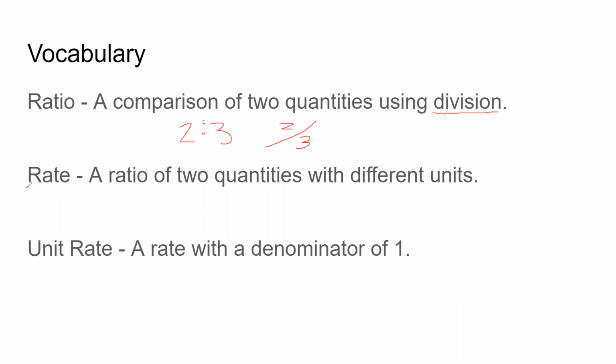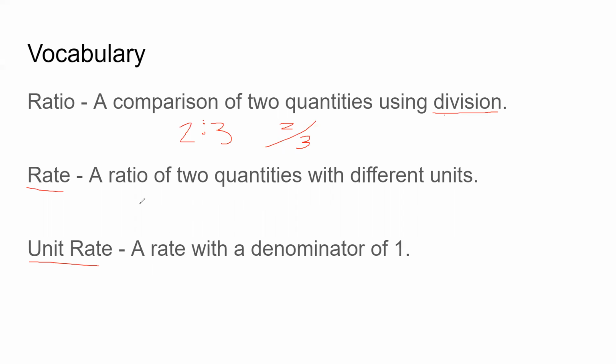Our second vocabulary word is rate. Rate is a ratio of two quantities with different units. And so like miles per hour. Miles and hours are different units, and so that's called a rate. Our last word is unit rate. So that's going to be a rate with a denominator of 1. So how much for 1 is what we're asking.